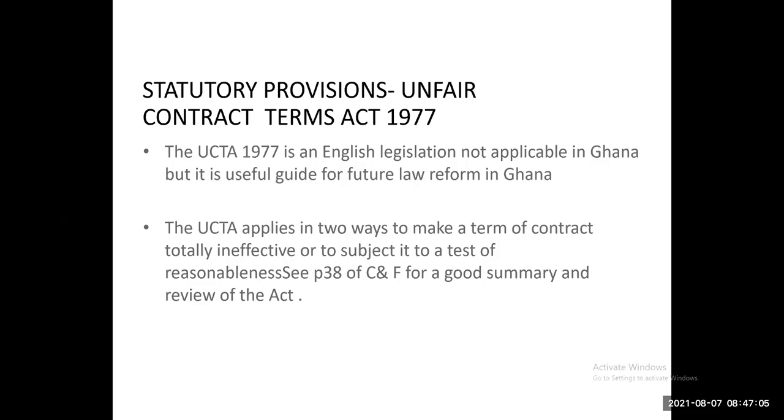But if you look at the English legislation, the Unfair Contract Terms Act, especially the 1977 one, what it does is that it applies in two ways: to make a term of contract totally ineffective, or to subject it to a test of reasonableness. So there are some terms of contract that the legislation will say are not applicable at all, or are not accepted to be included in any contract. And for that matter, if they're in a contract, they are considered void. And others too, you need to test them against the principle of reasonableness, whether they are reasonable or not, before saying whether they will be upheld.